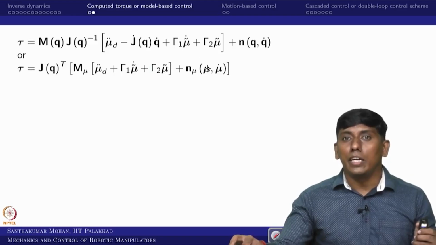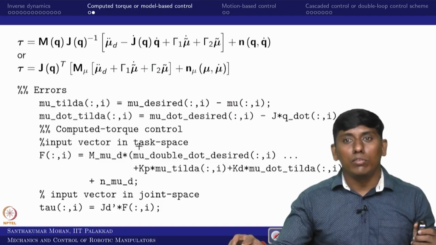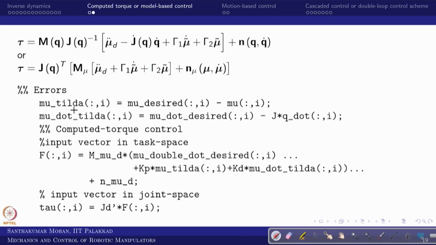First we derive EF, then we multiply with J transpose, and that will give the tau. That is what we are writing here. So you can see mu tilde. We have calculated the error: mu tilde is mu desired minus mu, and mu dot tilde is mu dot desired minus J into q dot, which is nothing but mu dot, right. So the computed torque control we have used is in the task space, so we can calculate EF, and then based on the EF we can convert it into tau.